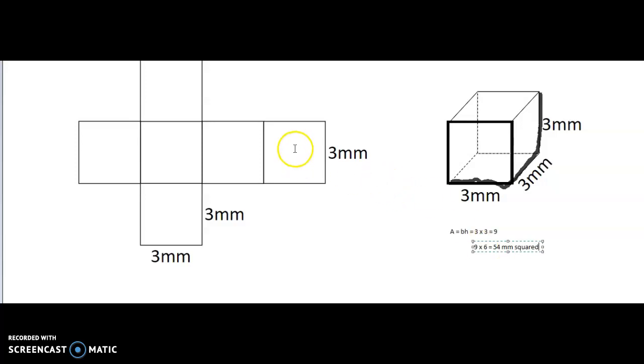Now, if we look at the net, it's the same. 1, 2, 3, 4, 5, 6 sides. Each side is 9. Each of those surfaces is 9. So 9 times the 6 sides you have, 54.